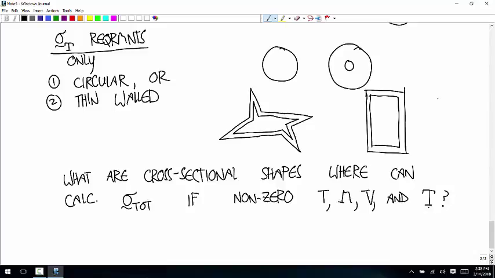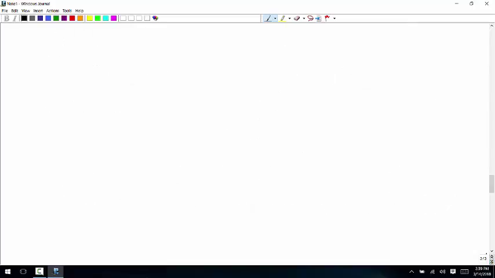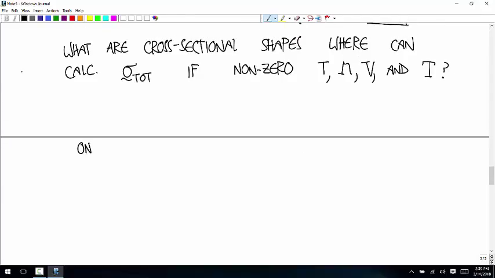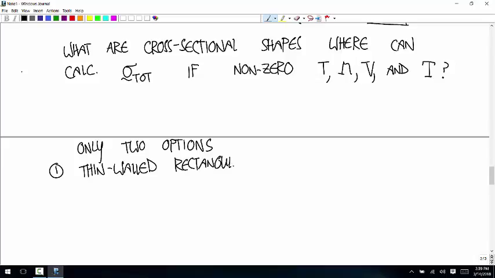Yeah, and the rectangle has to be hollow, because it has to be thin-walled. So I think there's only two options: a thin-walled rectangular tube, or a circle at the neutral axis only.